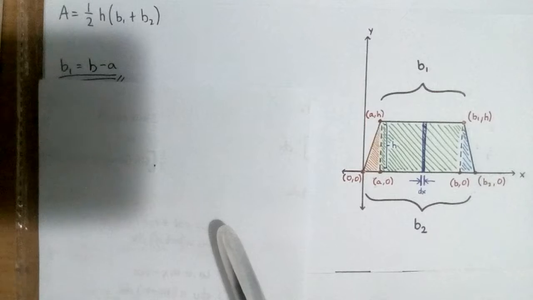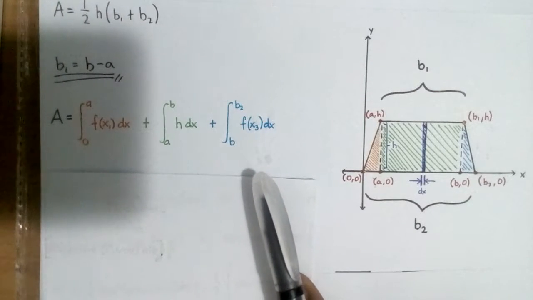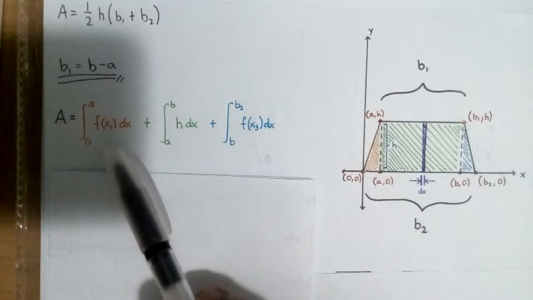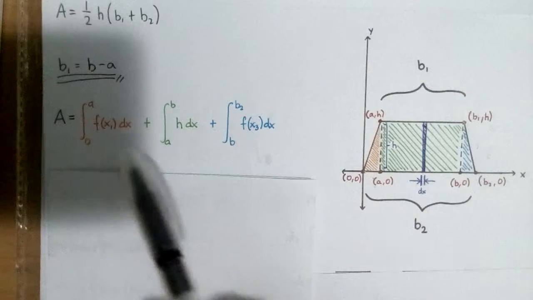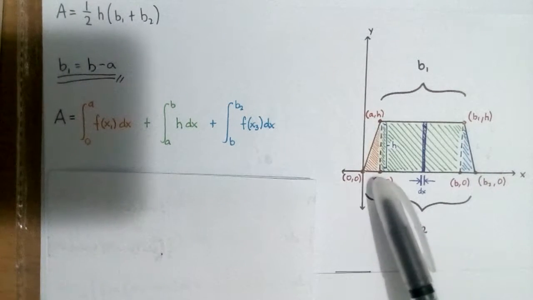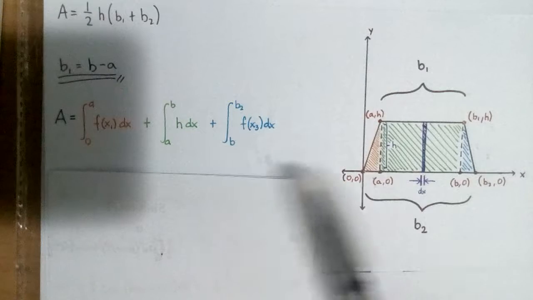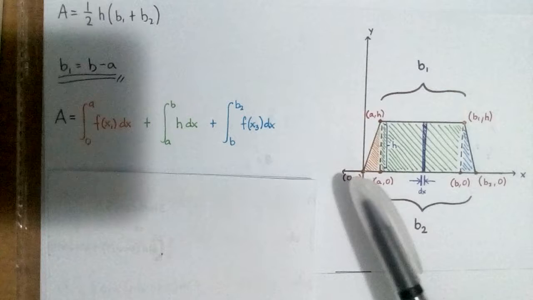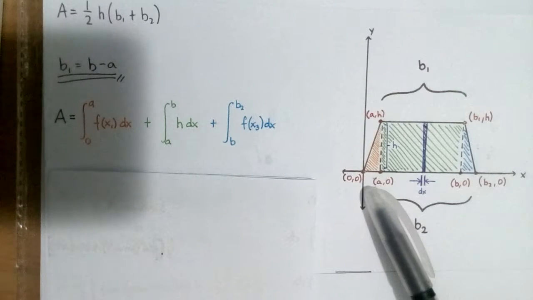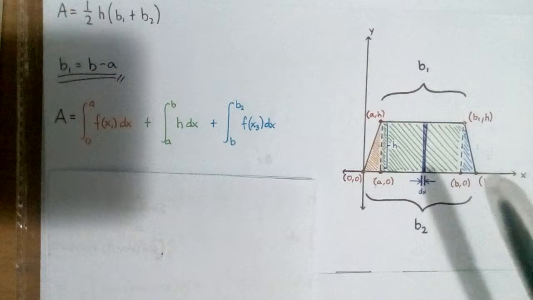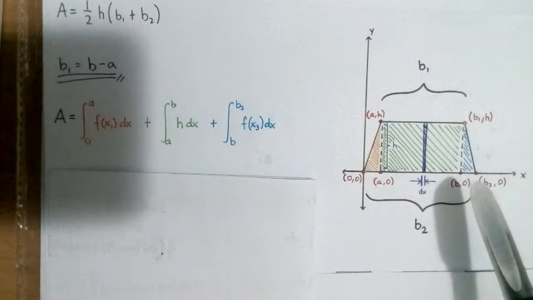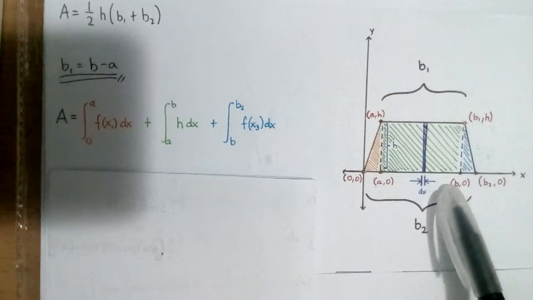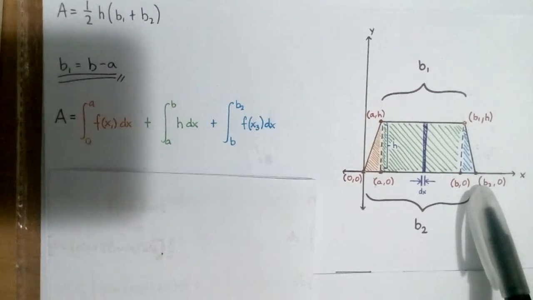Once we have that done, we use our definite integrals. For our orange area, let's denote it as f of x sub 1 dx from the limit of 0 to a. For our green area, we have the height, or f x sub 2 dx with the limits a to b. And for our blue area, we denote it as f x sub 3 with the limits at b and b2.